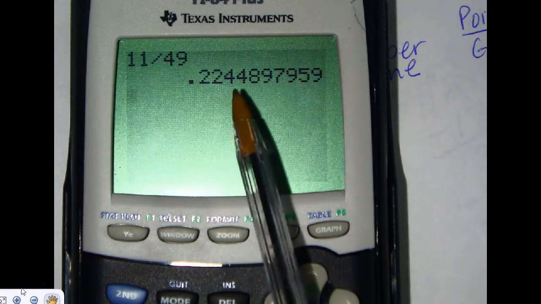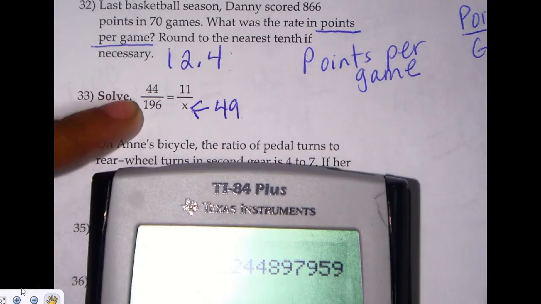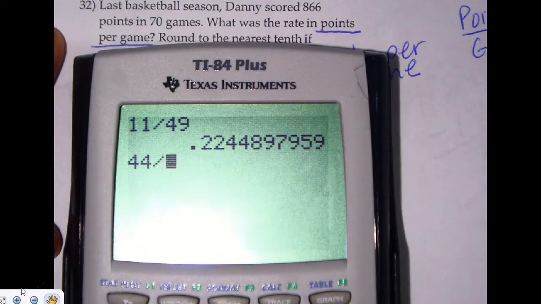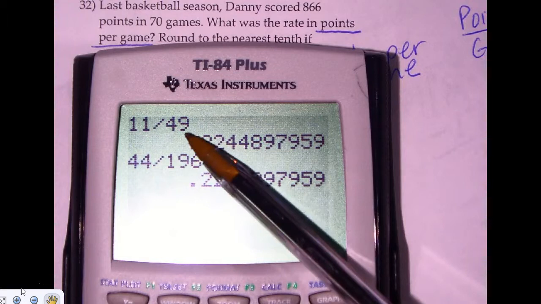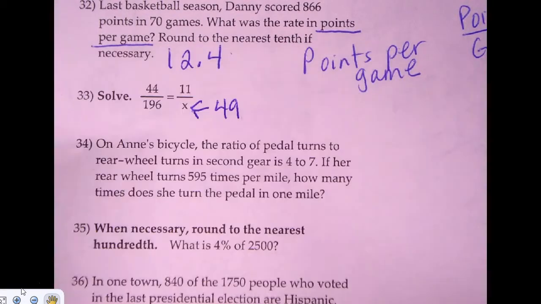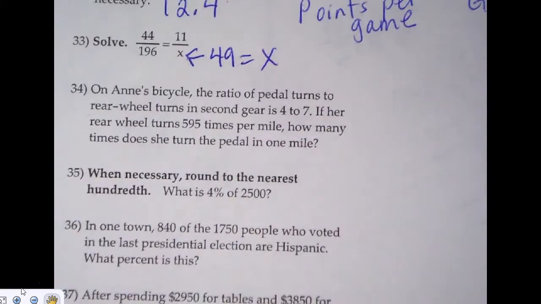Now, I want that to be equal, because I see the equal sign, to whatever this is over here. So if I do 44 divided by 196, see how I get the same answer? So that means that's the only x value, this 49, that can work, okay? So this is definitely the right answer if you want to check yourself. So you say 49 is equal to x. All right, let's move on to number 34.